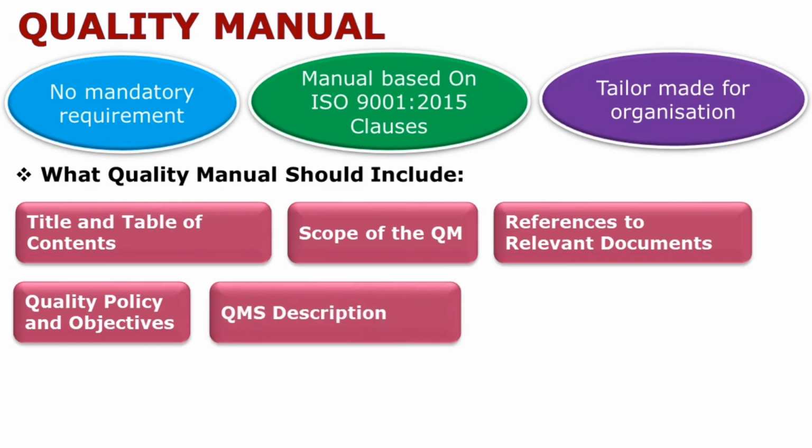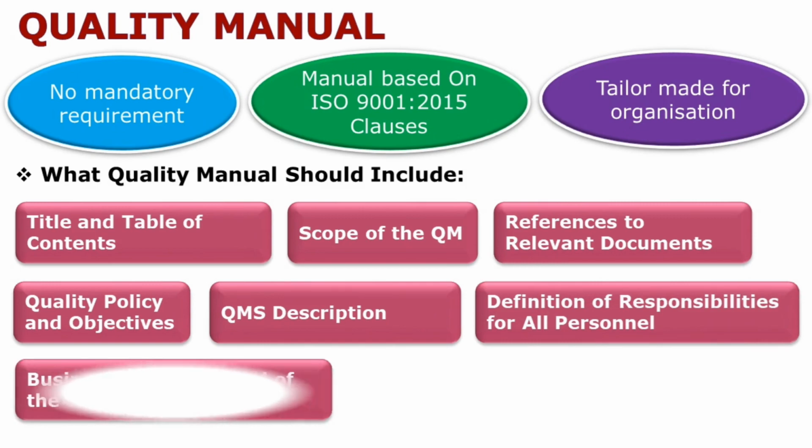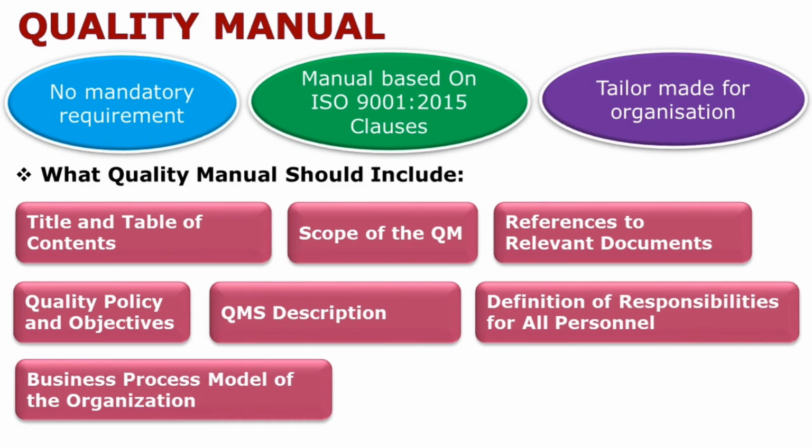A description of the QMS, explaining how it operates, and the roles and responsibilities for all personnel involved in the processes. Lastly, a business process model of the organization, having a visual representation of how processes flow. While a quality manual is not required, it can be a useful tool for organizations to communicate and manage their quality related processes effectively.